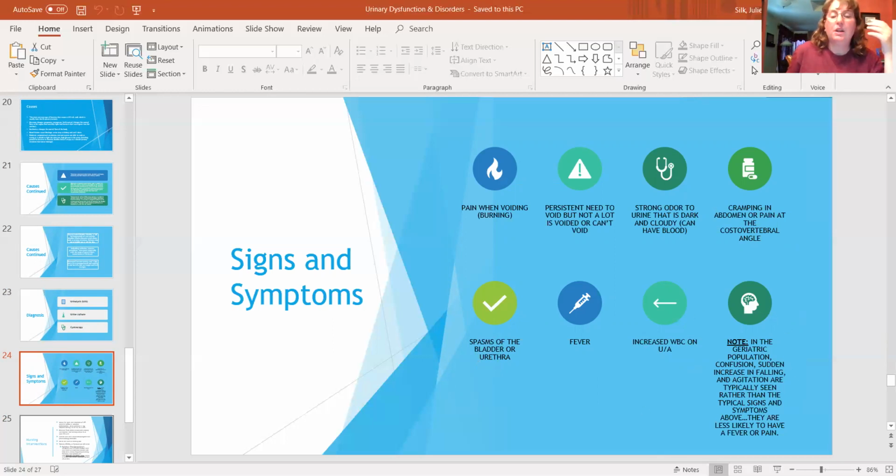And then this is something I really want you to pay attention to because you probably will guarantee have a question on this. In the geriatric population, confusion and sudden increase in falling and agitation are typically seen rather than typical signs and symptoms like what we just talked about above. So you may not understand why this person is all of a sudden falling, but then when you bring them in, they'll do a UA or a culture, and then they'll find out they have a UTI. So this is definitely something to pay attention to.